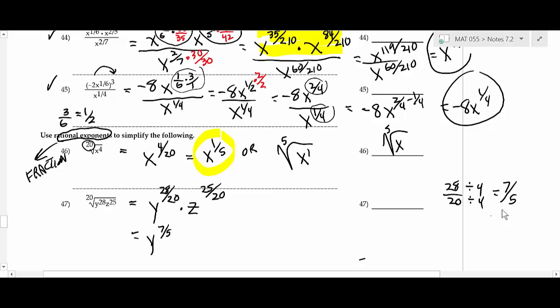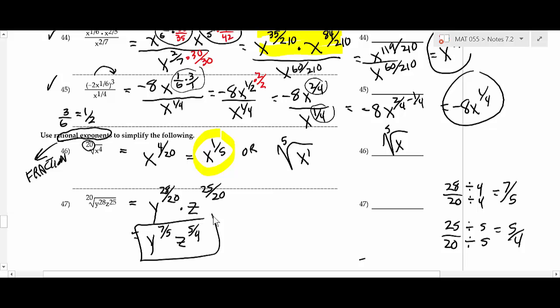And then the 25 over 20, you can reduce that by what number? By 5. So if you do that, you would have 5 over 4, and then that would be the answer of the problem. You don't have to write these things back in a radical. That's not the point of the problem. So that would be the answer. So what you're doing on really both of these problems is changing it over to fractions, reducing the fraction, problem done.